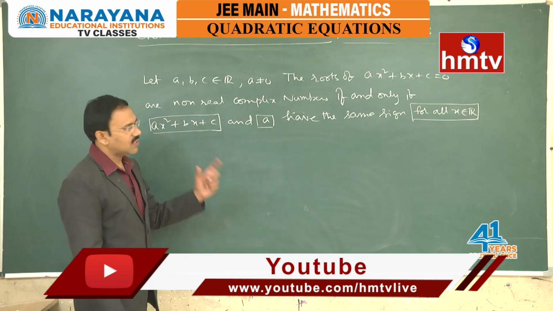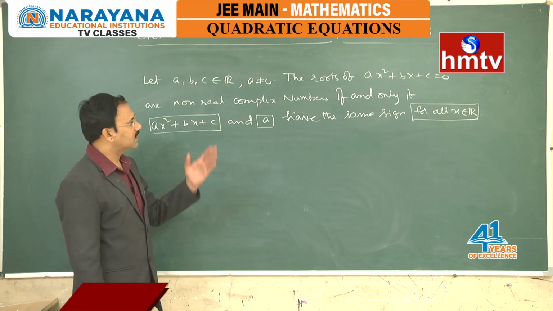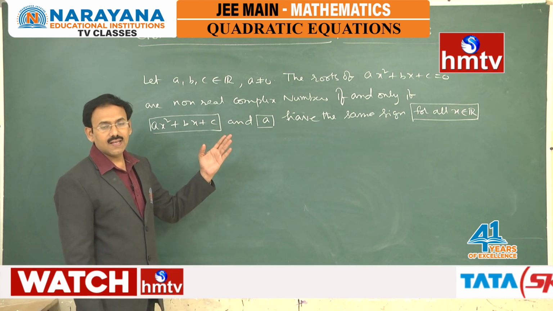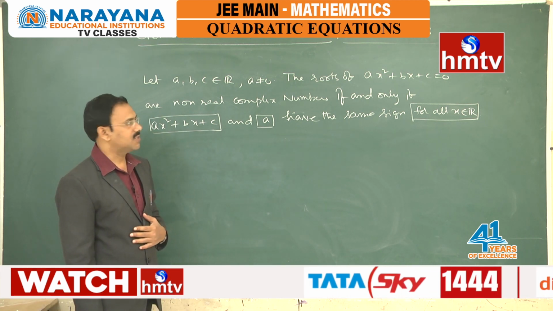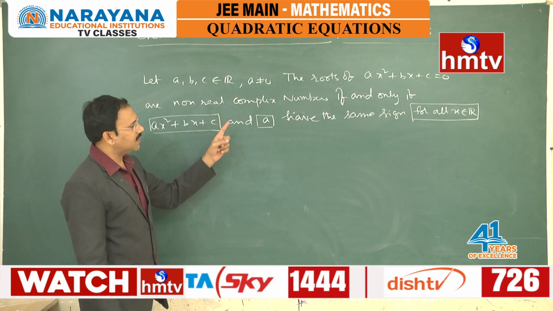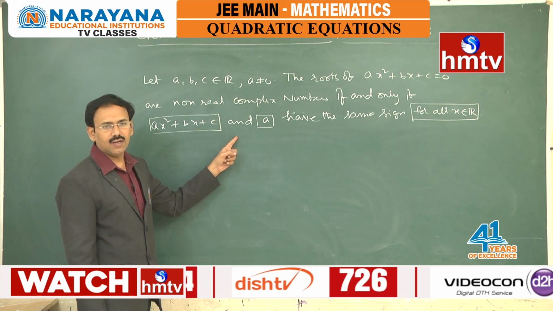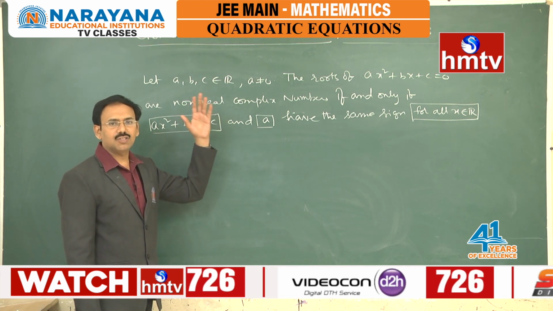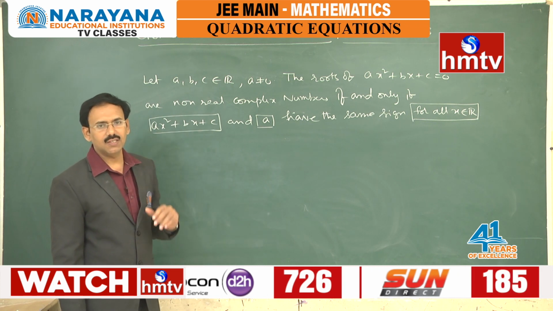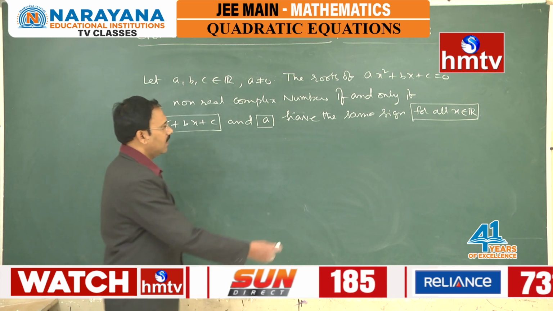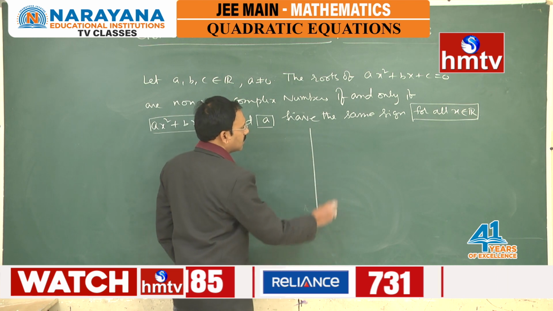Now, let us try to prove this statement. It is a necessary and sufficient condition. If delta is negative, this condition is to be fulfilled. If this is done, delta should be negative. There are two parts in this particular theorem. Let us go to the first part.